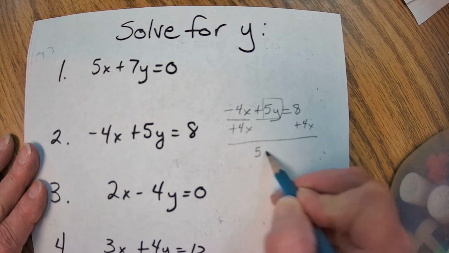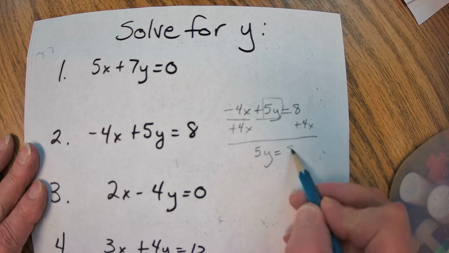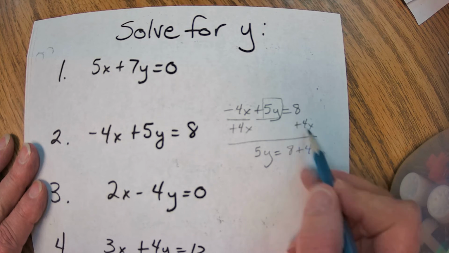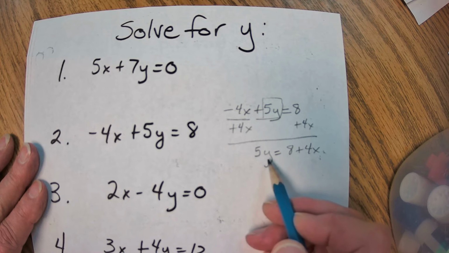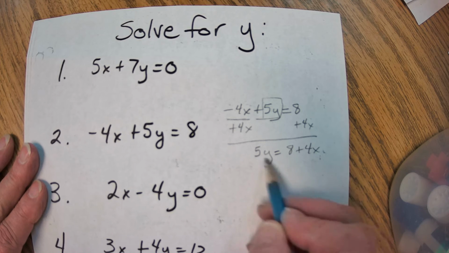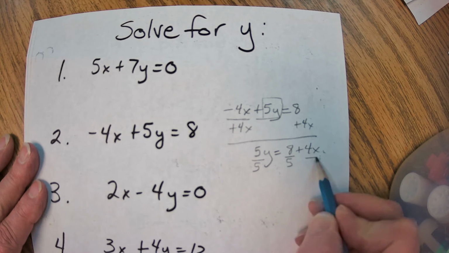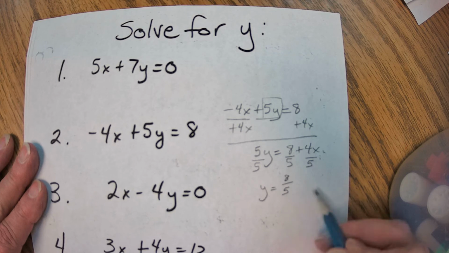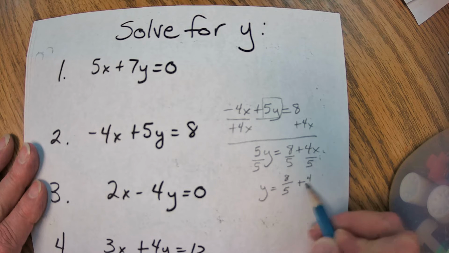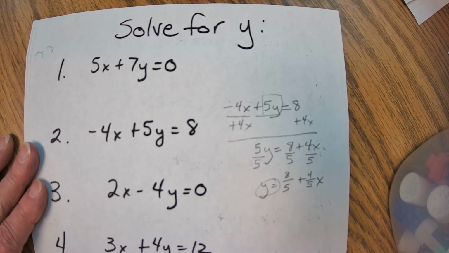So now I have 5y equals 8 plus 4x, because I can't combine these two. They're not like terms. And now what I'm doing to y right now is multiplying by 5. So the opposite of that, to get y by itself, is I have to divide every term by 5. And I'm just going to leave it in those improper fractions. And I have now solved that for y.